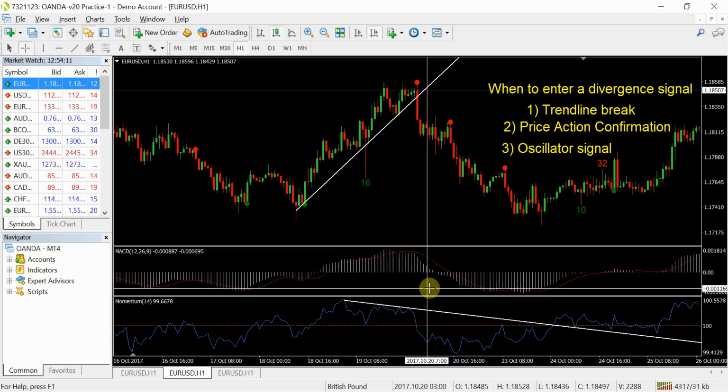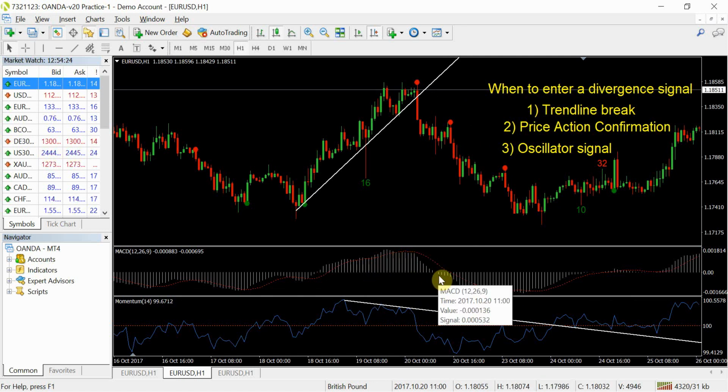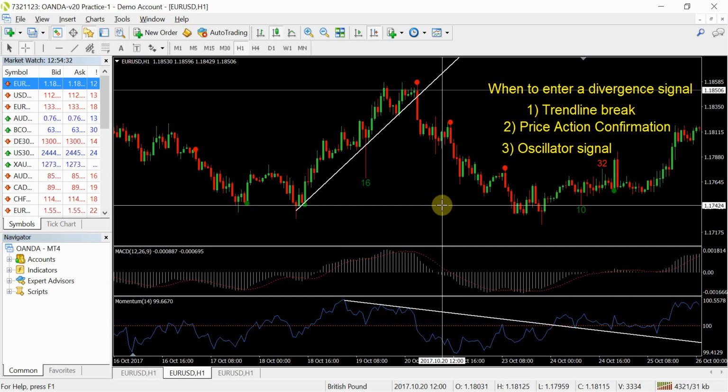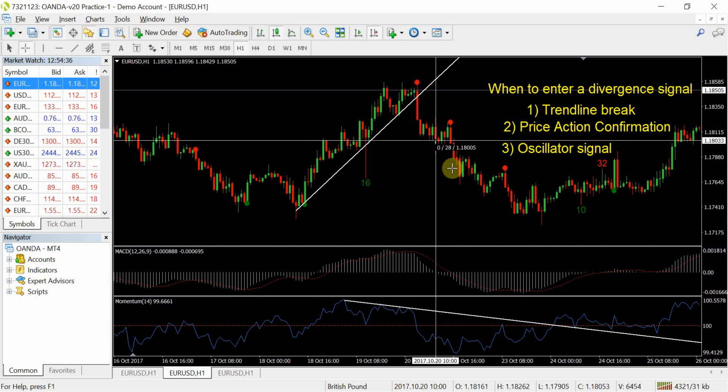On the MACD, it is when the histogram changes to the opposite side. So in this case, we've got a bullish histogram, we're in an uptrend. As soon as it changes across, as you can see, the value is now minus 0.000136. Which bar is that? That's this bar here, and then you do your entry.